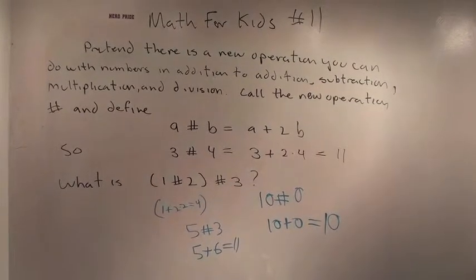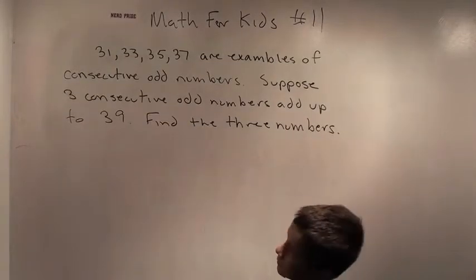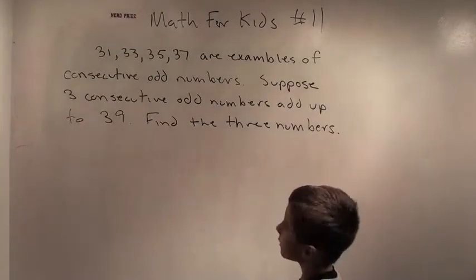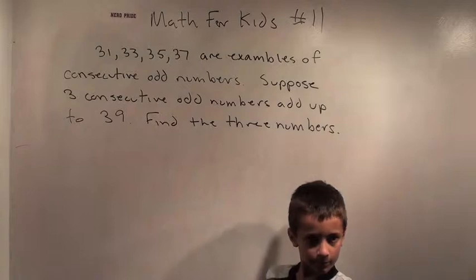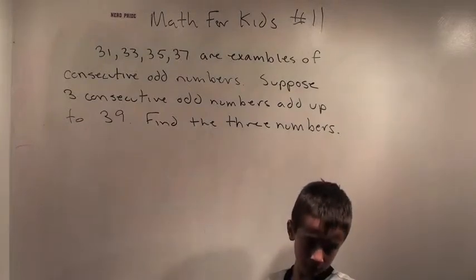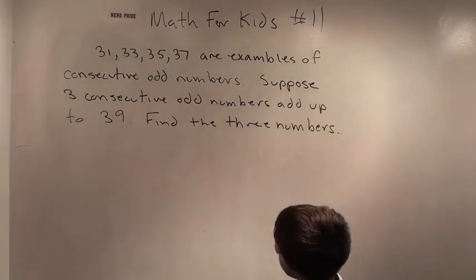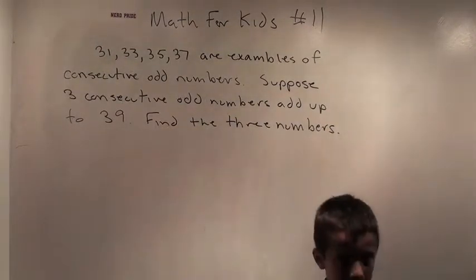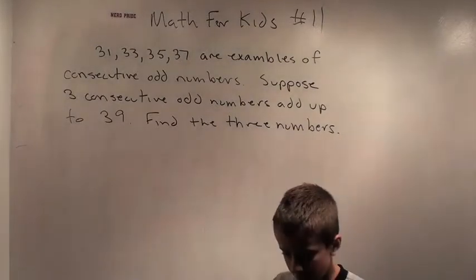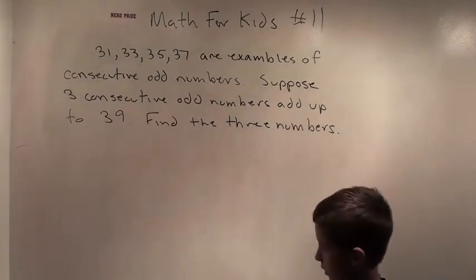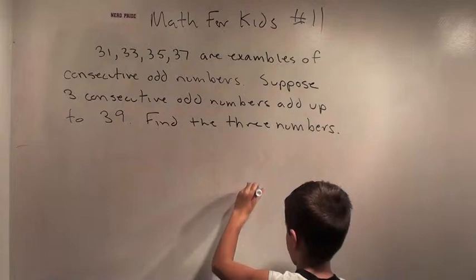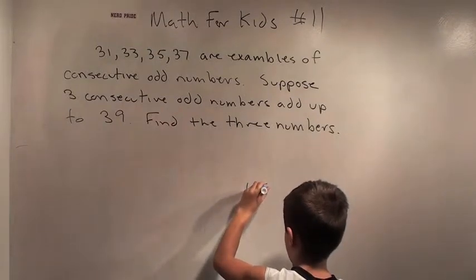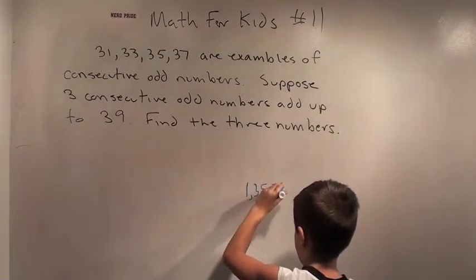Okay, you ready for the next problem? Problem number 2. 31, 33, 35, 37 are examples of consecutive odd numbers. Do you understand what consecutive odd numbers means? What does it mean? Tell me. Well, here's an example, like 1, 3, 5, 7, 9.